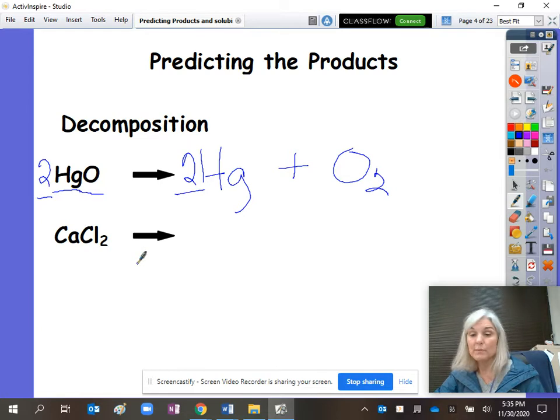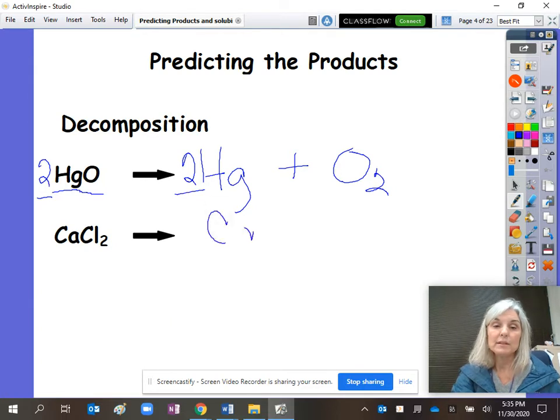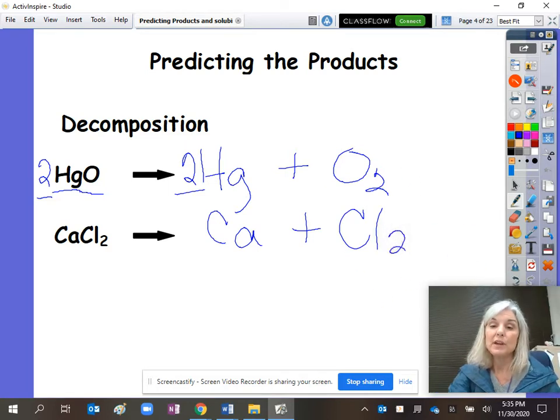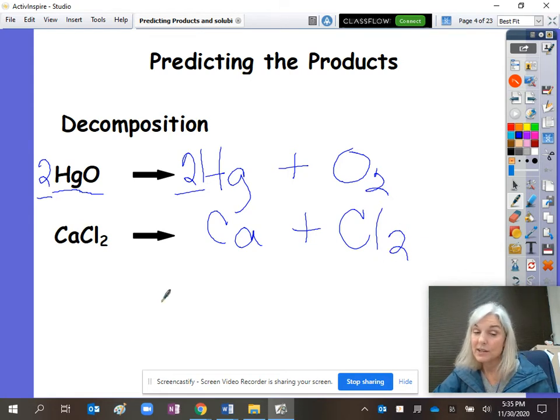All right, if you want to pause the video and do this one. So now we're going to split the Ca and the Cl. And again, Cl is one of those 7 diatomics, so I've got to put a 2 there. Now, this 2 is not there because it was over here. It is there because it's a diatomic.